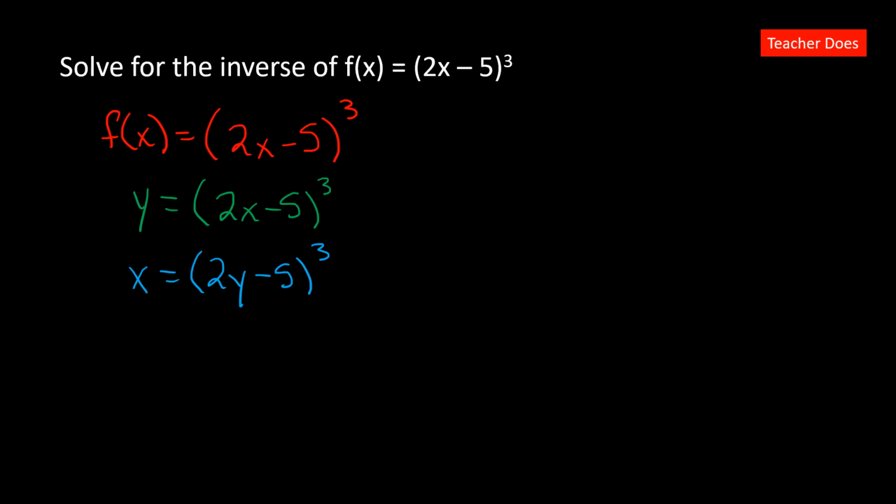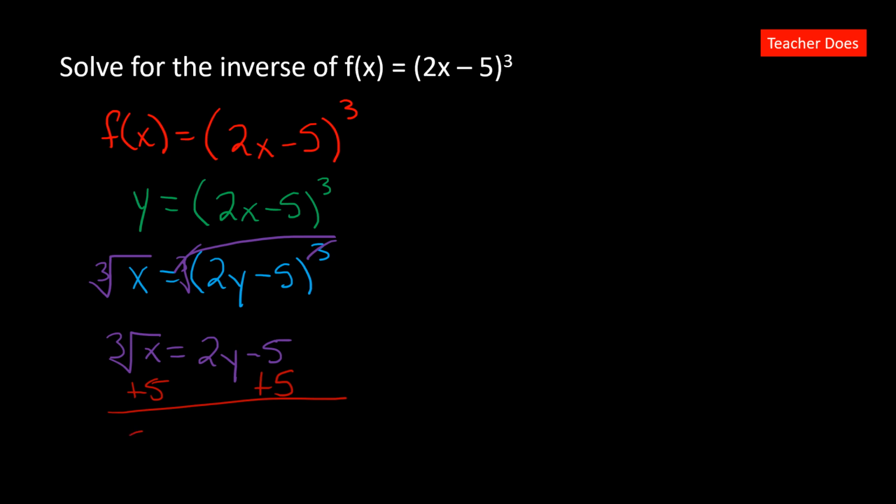We want to isolate y, so what we're going to do next is take the cube root of both sides, because cube root and cubed simplify out. So we'd have the cube root of x equals 2y minus 5. And then from here we would add 5 to both sides, which would give us the cube root of x plus 5 equals 2y. And then lastly, we want y by itself, so we divide both sides by 2.